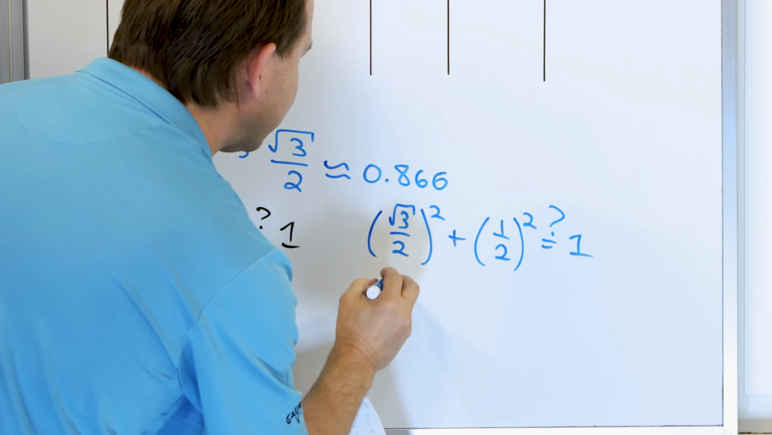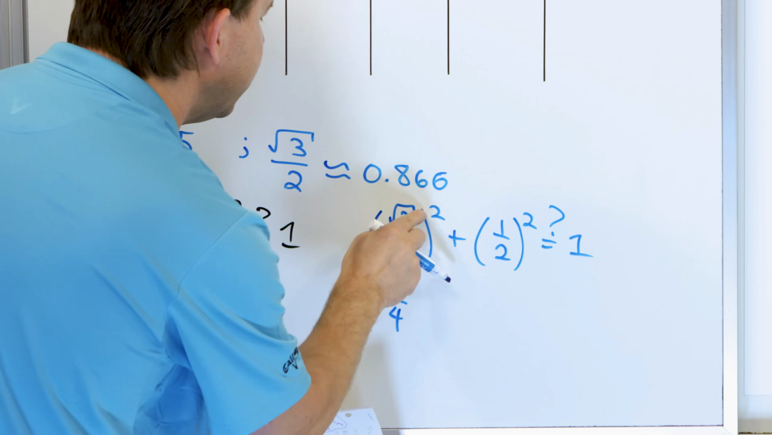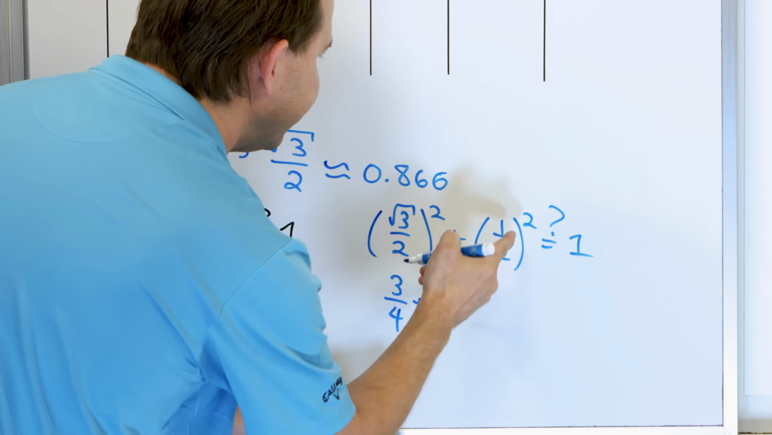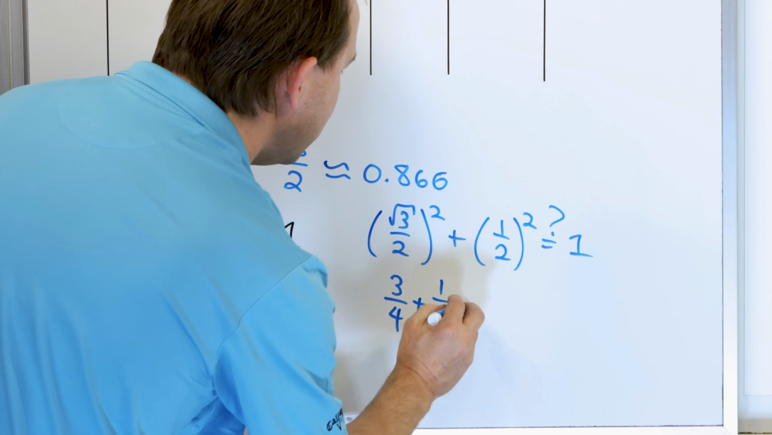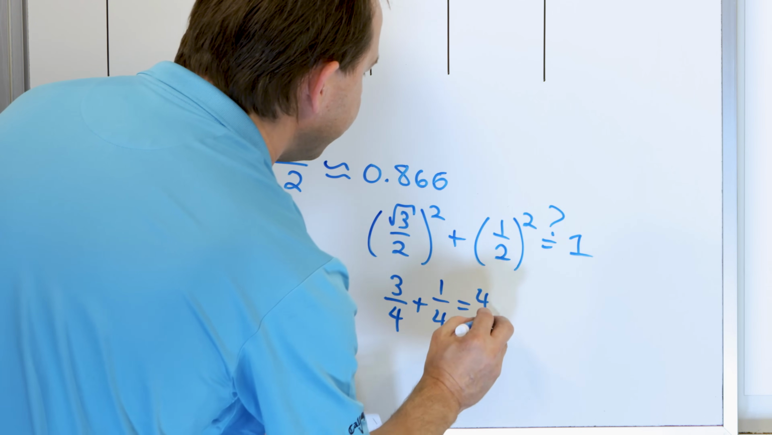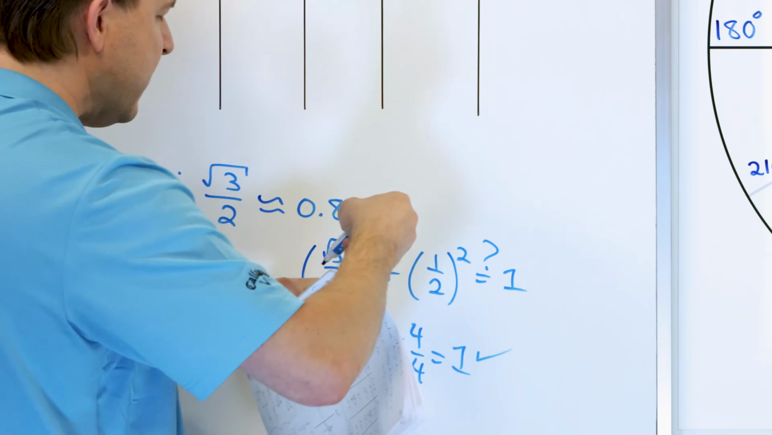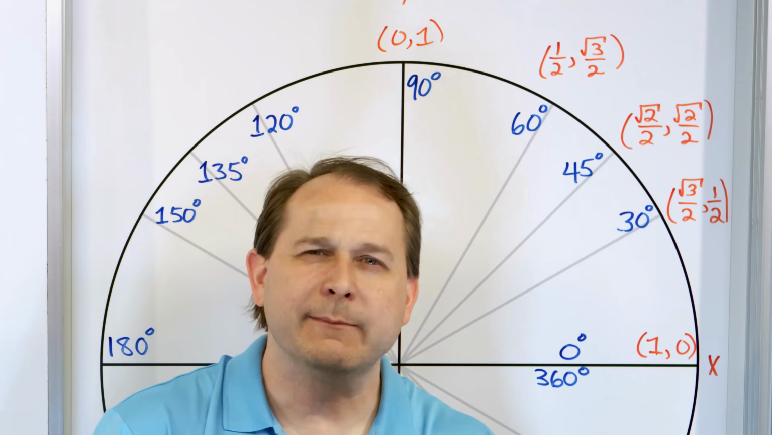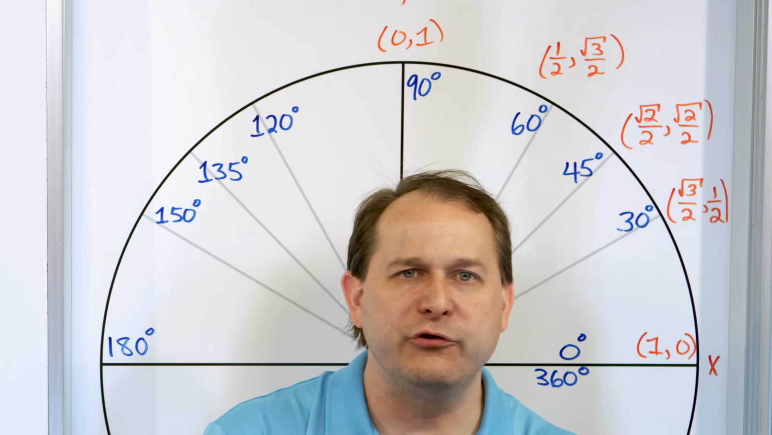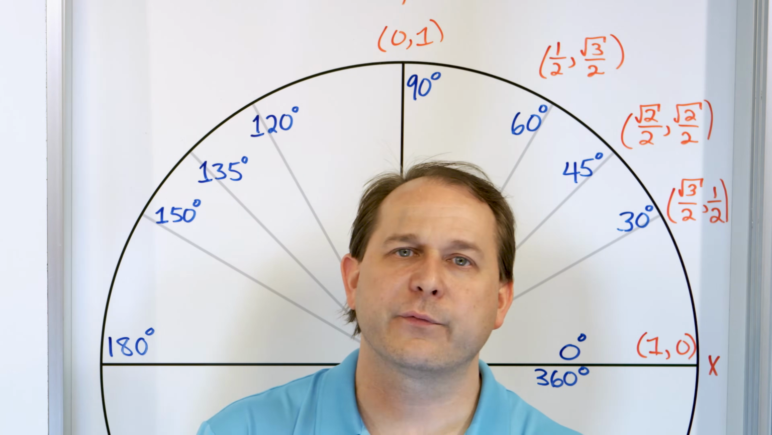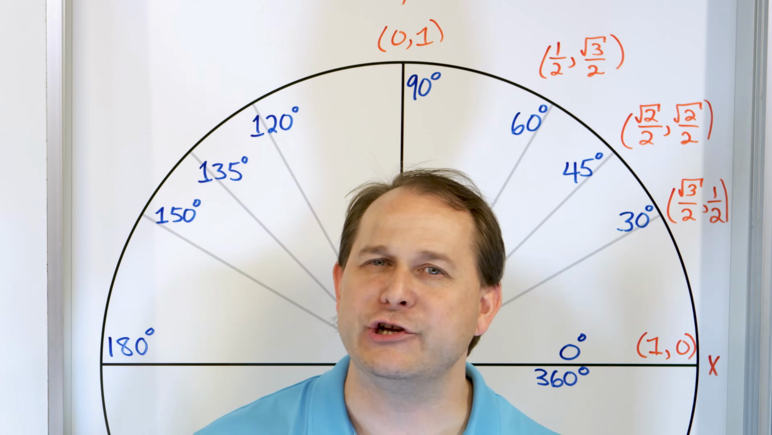So if we get rid of the radical here, it'll be 3/4, getting rid of the radical and then squaring the bottom, plus square this, you'll get 1/4. What do you get? 4 over 4, which is equal to 1. Check. So these numbers, which seem like they come out of nowhere, square root of 2 over 2, and square root of 3 over 2 and 1/2, it seems like they come out of nowhere.